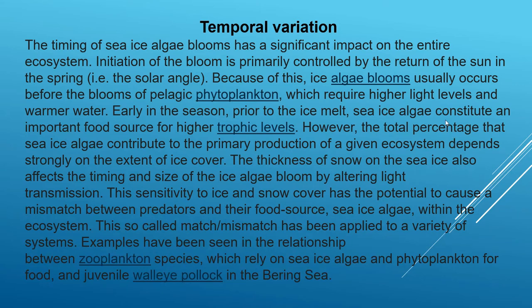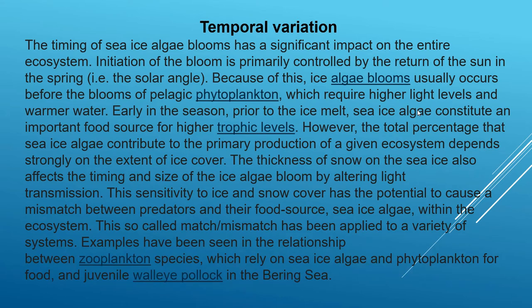The sensitivity to ice and snow cover has the potential to cause a mismatch between predators and the food source, sea ice algae, within the ecosystem. The so-called match-mismatch hypothesis has been applied to a variety of systems. Examples have been seen in the relationship between zooplankton species, which rely on sea ice algae and phytoplankton for food, and juvenile walleye pollock in the Bering Sea.